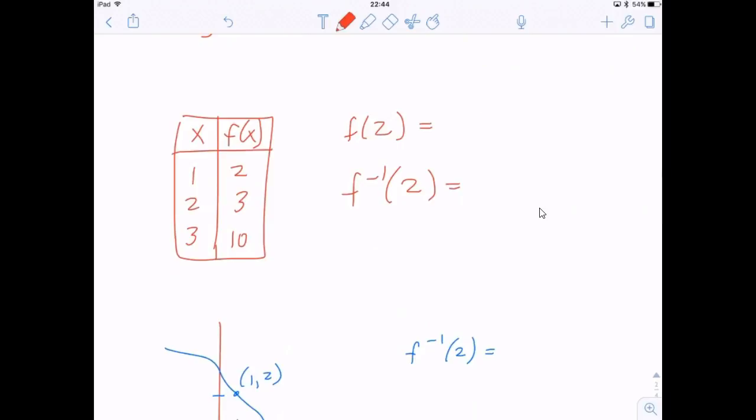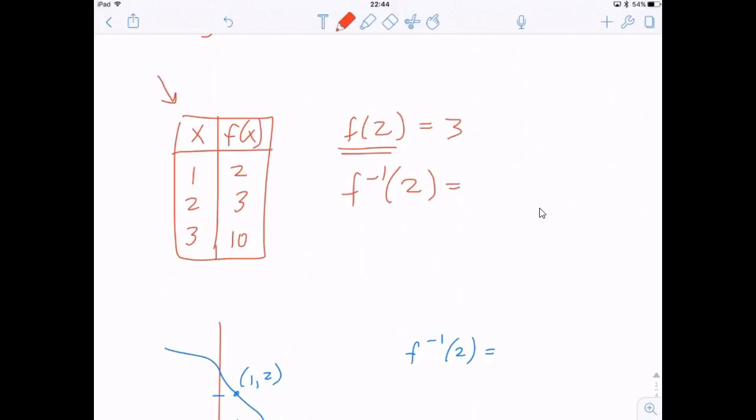What happens if you have this function table? You have x values 1, 2, 3. You have f of x values of 2, 3, 10. Now we've done this many times. The value of f of 2, or 2 input into the function f, is going to be 3, right?